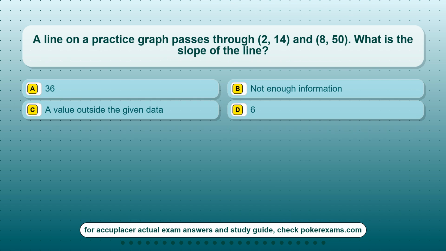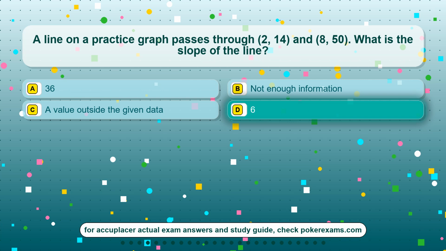Question 3. A line on a practice graph passes through (2, 14) and (8, 50). What is the slope of the line? Option A, 36. Option B, not enough information. Option C, a value outside the given data. Option D, 6.